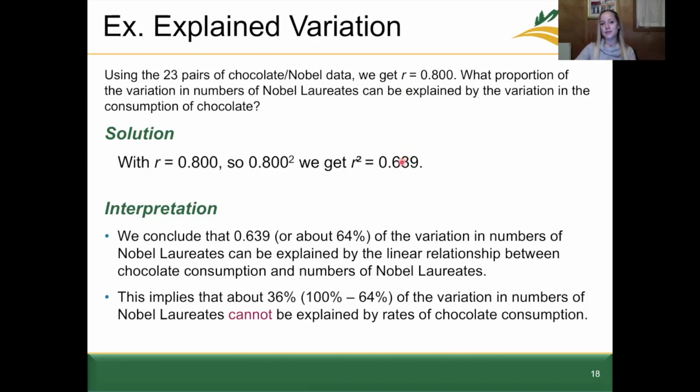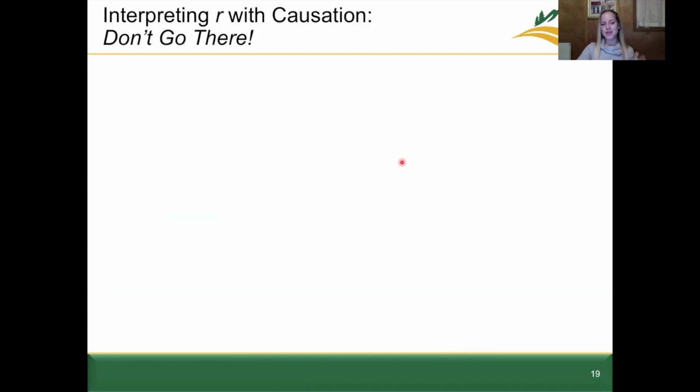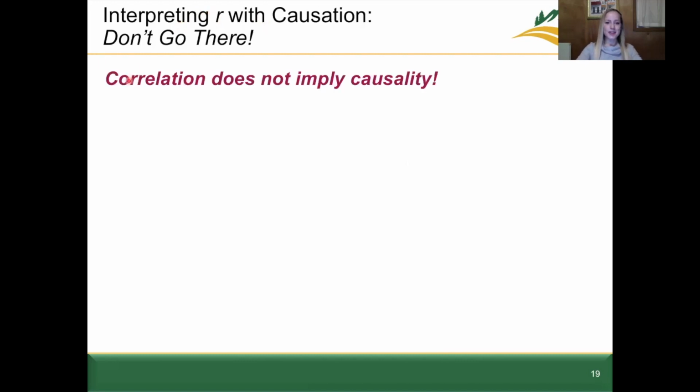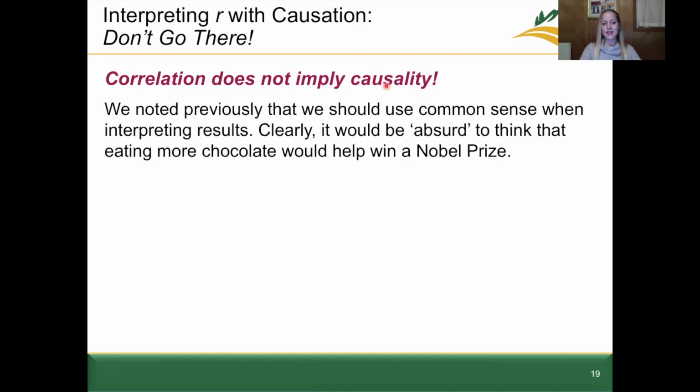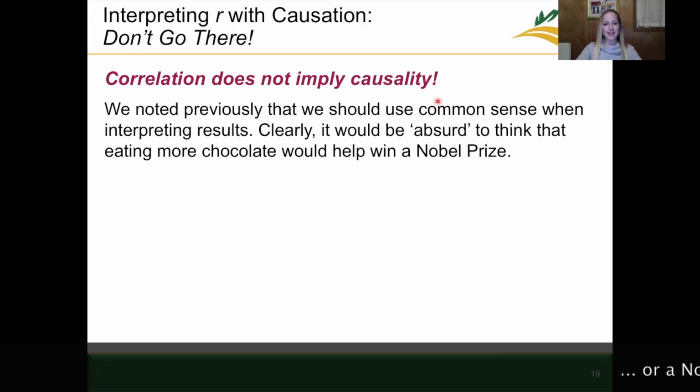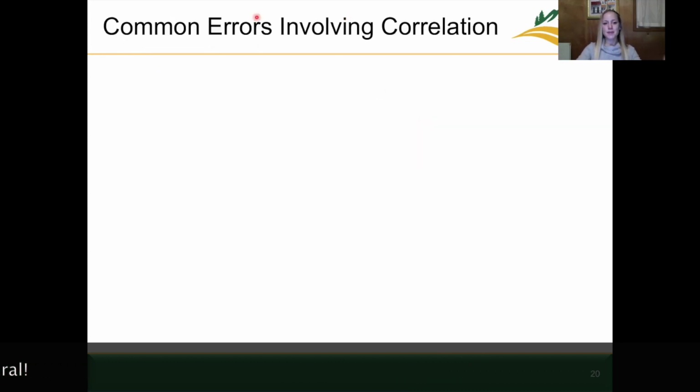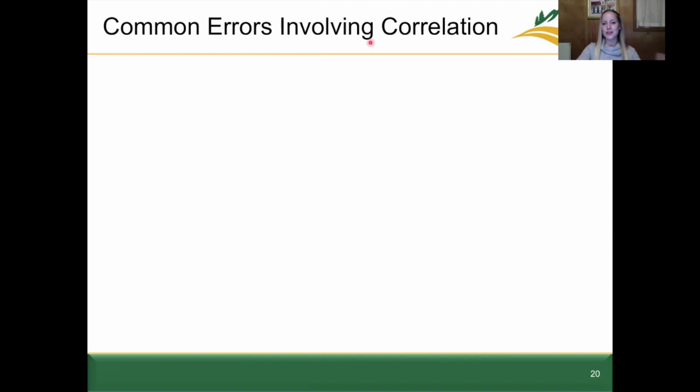Now, I mentioned we come to this slide, so interpreting R with causation, don't go there. What this is really saying is correlation does not imply causality. If we can prove there is a linear correlation between sets of data, we still need to really think critically about those results. Again, it doesn't really make sense to connect eating chocolate to winning a Nobel Peace Prize. Next, let's talk about some common errors involving correlation, this whole topic of 10.1.